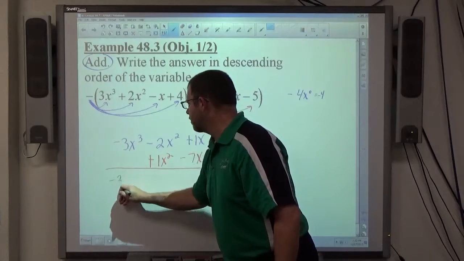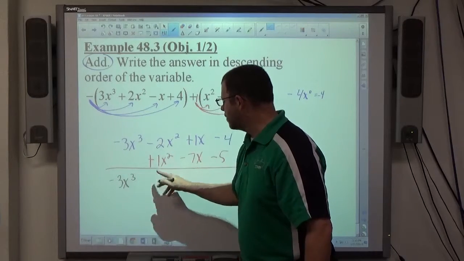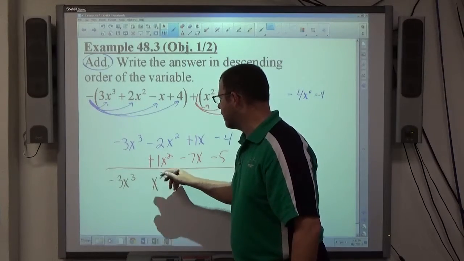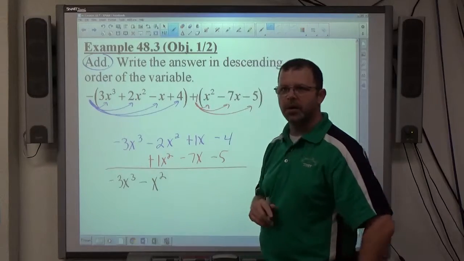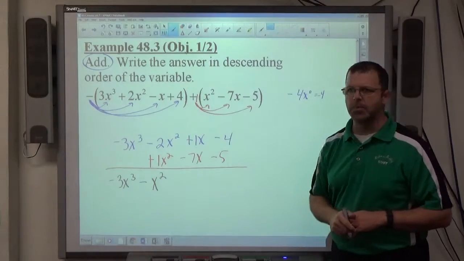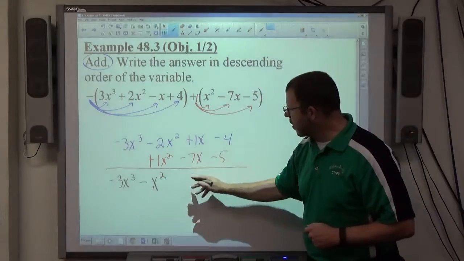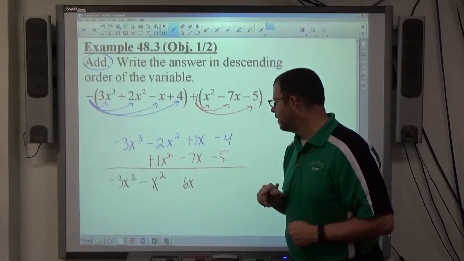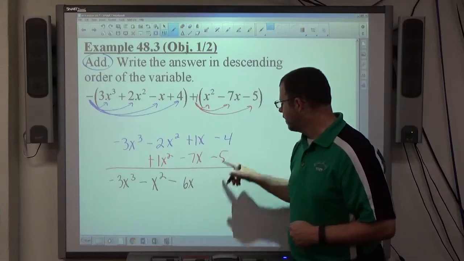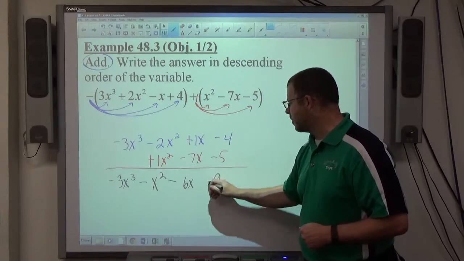This makes negative 3x cubed. These are opposite signs, so I subtract. I get x squared. It's negative because 2 is bigger. If you want to put the 1, you can. It doesn't have to be put there. I don't like to put 1s in final answers, so I won't. These signs are opposite, so I subtract, and 7 is bigger, so it's negative. These signs are the same, so I add. 5 is bigger, so it's negative.